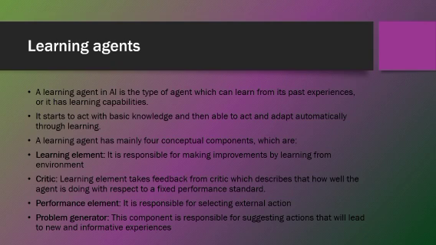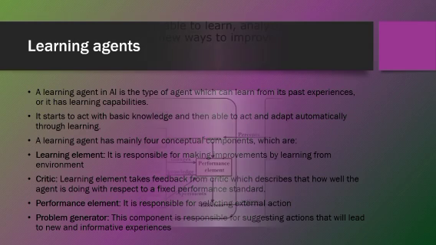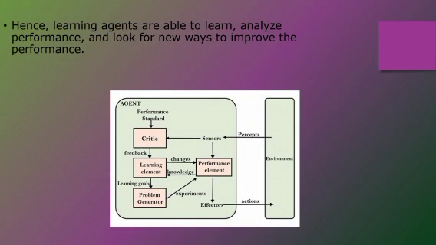Performance element: it is responsible for selecting external action. Problem generator: this component is responsible for suggesting actions that will lead to new and informative experiences. Hence, learning agents are able to learn, analyze performance, and look for new ways to improve the performance. The below diagram explains the learning agents.